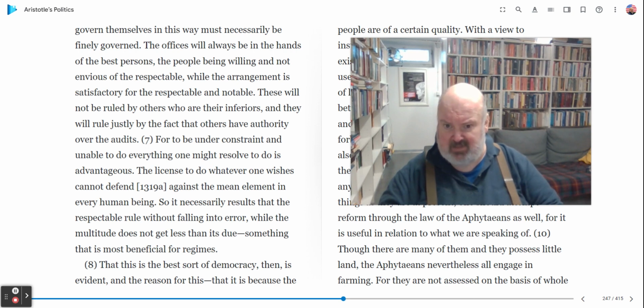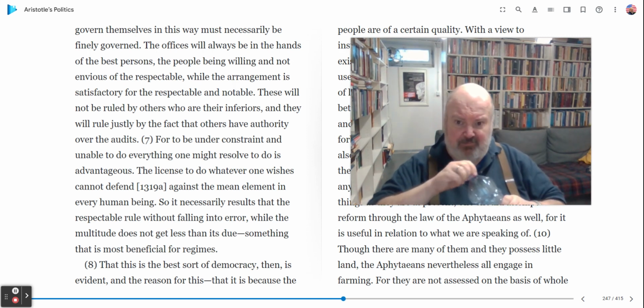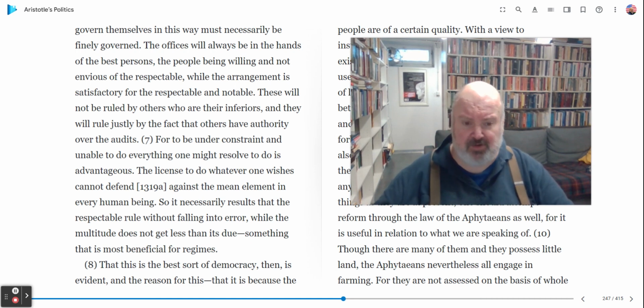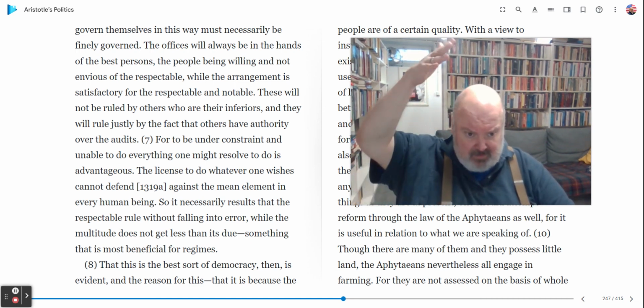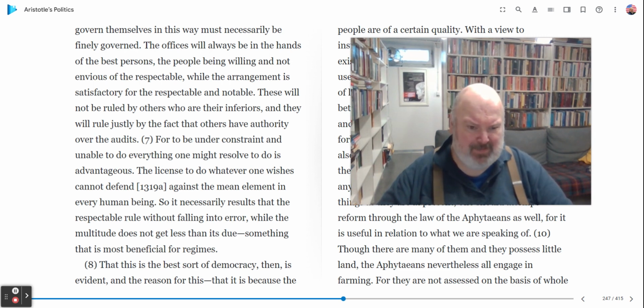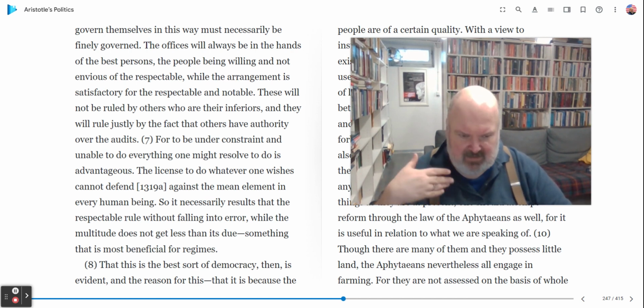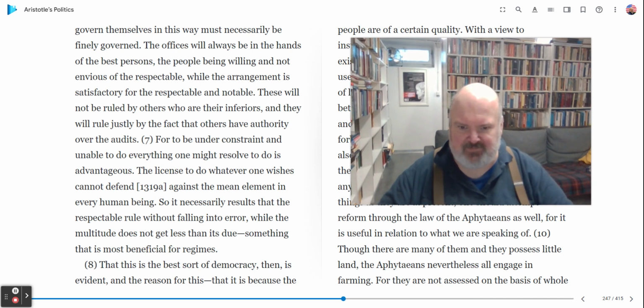So there's an arrangement that was just talked about. The better sorts get in and hold the offices, right? This is satisfactory for the respectable and notable, because these people are not going to be ruled by inferiors. They'll resent being ruled by inferior people. In other words, if someone who they think is vulgar rules, they'll resent it. And they will rule justly by the fact that others will have authority over the audits. Those are being checked.